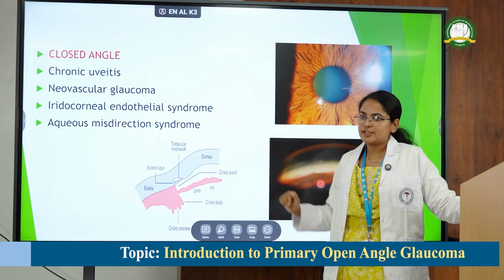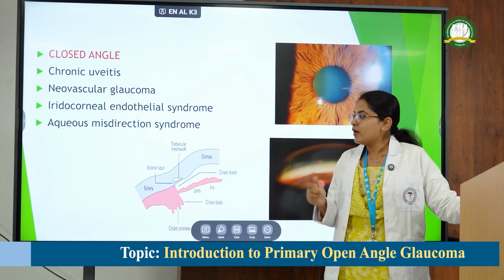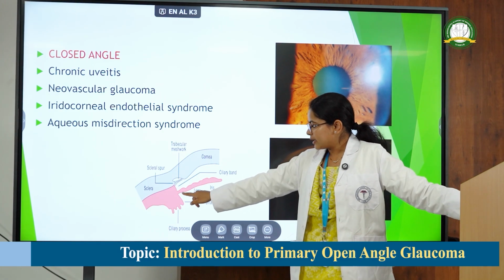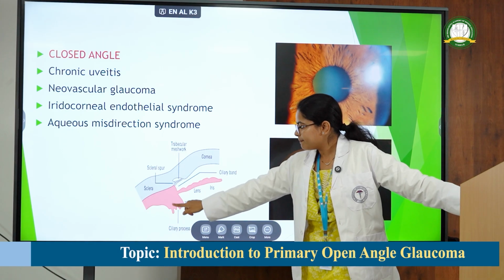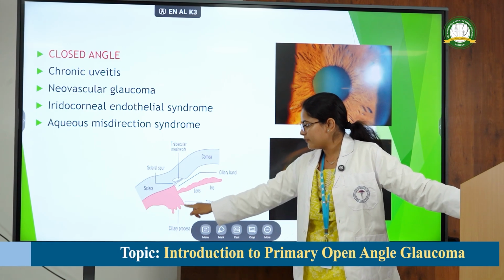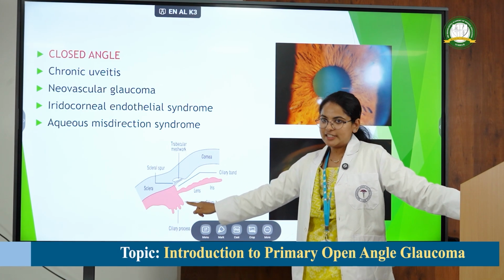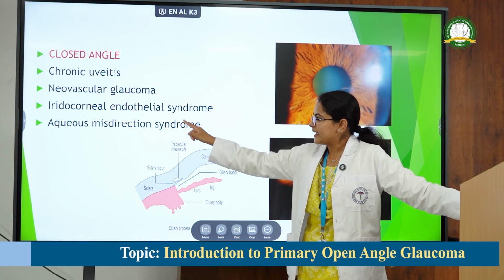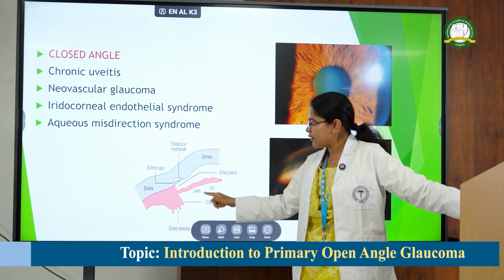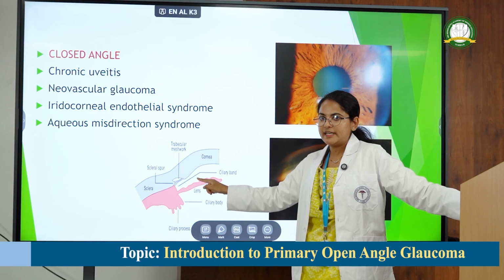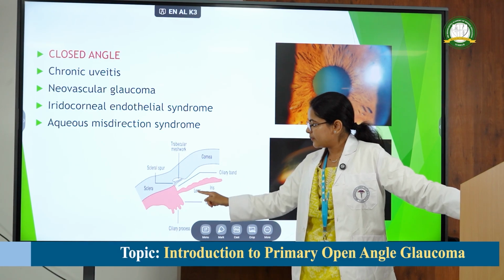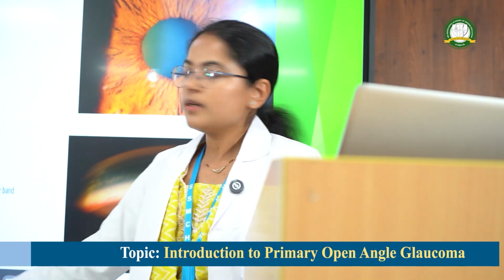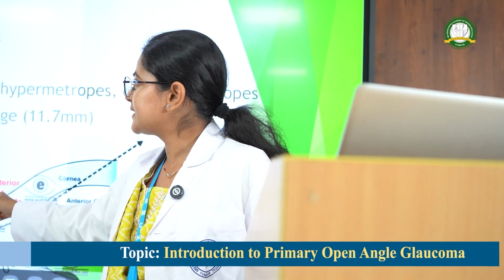Then aqueous misdirection syndrome. In trauma or after cataract surgery, what will happen? Generally, our aqueous is produced by the non-pigmented ciliary epithelium of the ciliary body. From the posterior chamber, it should be directed to the anterior chamber through the pupil. But in aqueous misdirection syndrome, instead of going anteriorly through the pupil into the anterior chamber, the aqueous is misdirected posteriorly into the vitreous body. So it is called aqueous misdirection syndrome.